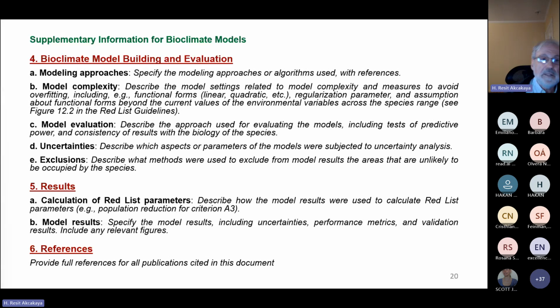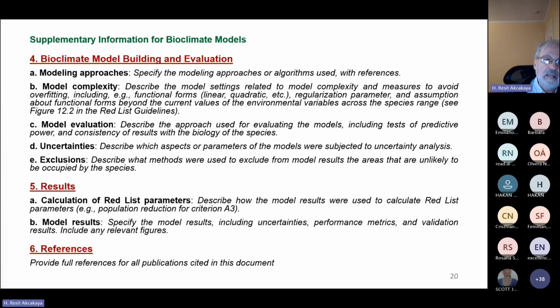Then the template asks for details of the bioclimate model. So which modeling approach you used. For instance, for most of the assessments that have come in so far, this would be Maxent, or some people use random forest, but which statistical method you use, and some details about that. And then, of course, the results, how did you calculate the results and what was that result, and then references.